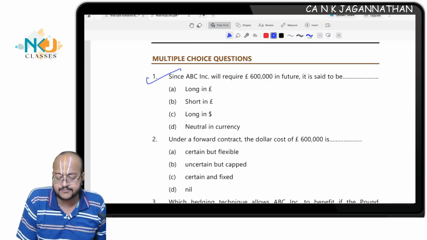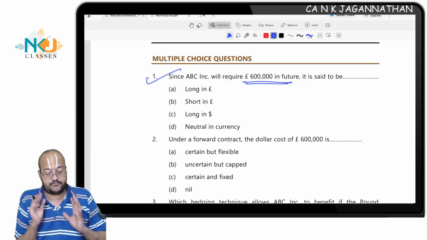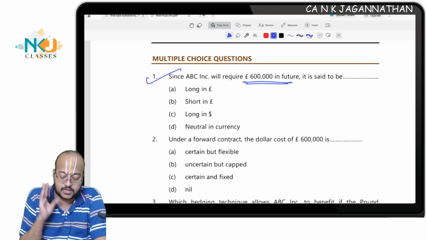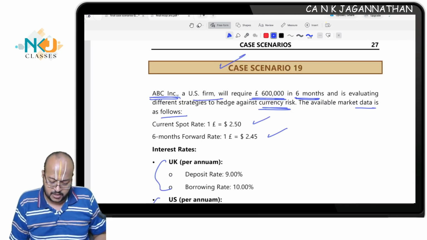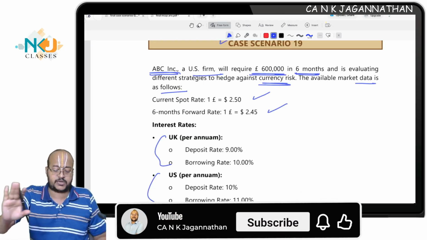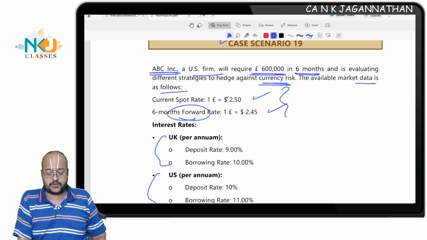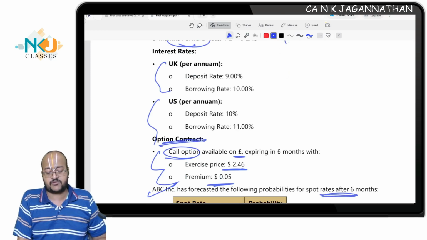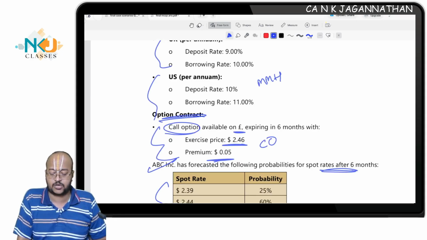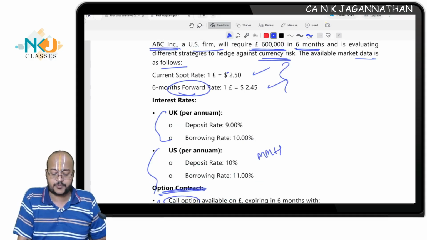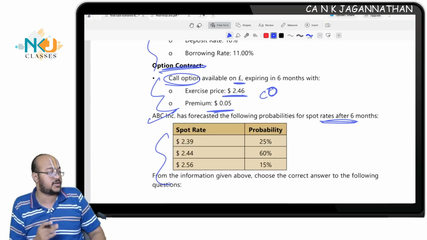Since ABC will require 6 lakh pounds in future, see, this is a very, very tricky question in the sense that nothing is given about currency futures. Which means this is about normal quotation given, spot and forward rate given. And here interest rates are given for money market hedge. This is for the call option, currency option. So currency option, money market hedge. Forward rate given. Nothing given about currency futures. Currency futures is not given.